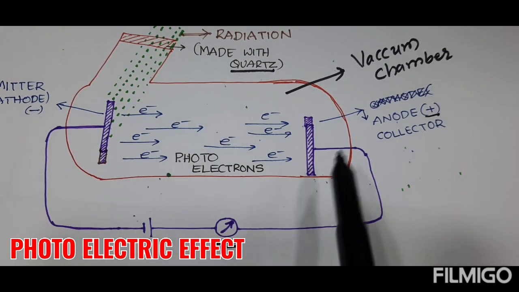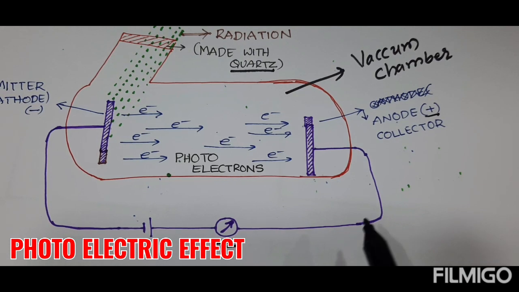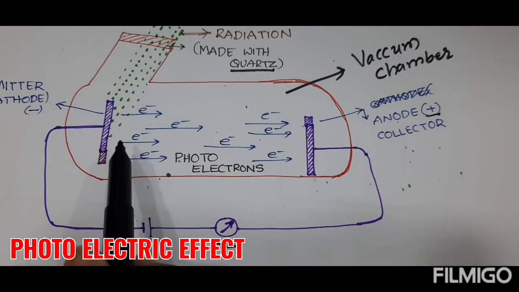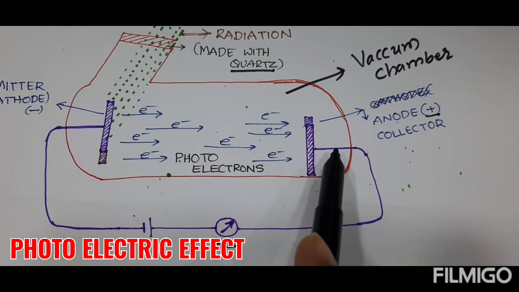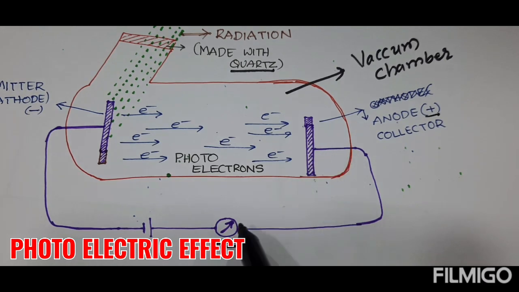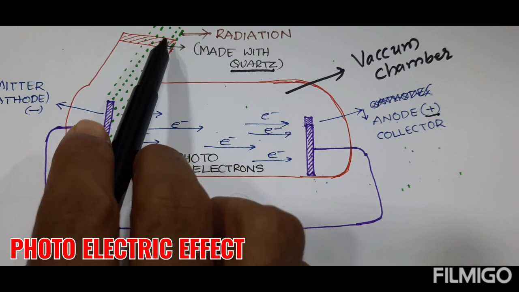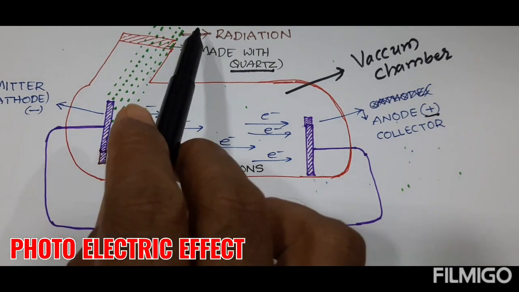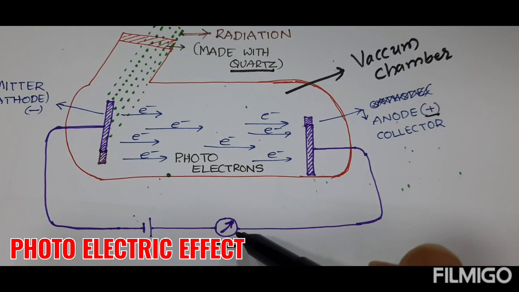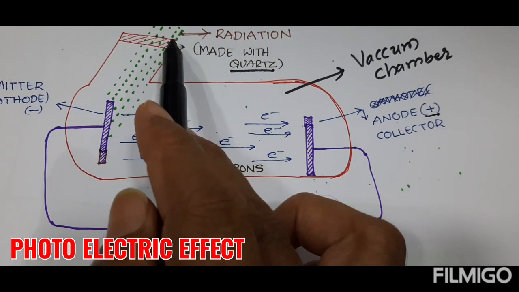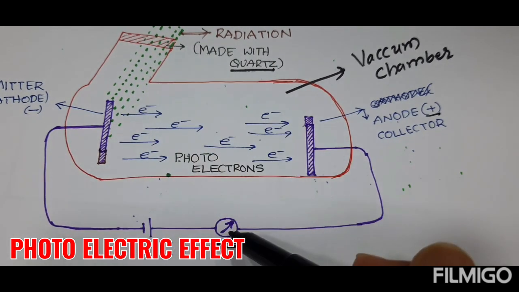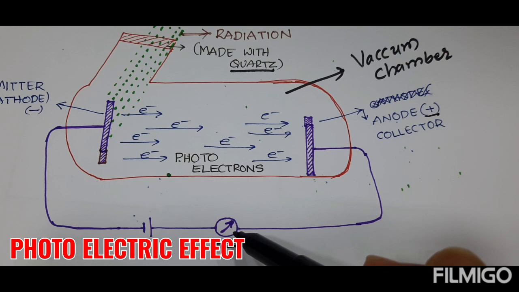That means electron flow indicates current flow. Of course, directions will be different. Whenever the electron is flowing from cathode to anode, current flow will be noticed by observing the deflections in the galvanometer. Whenever you stop the radiation falling on the cathode from the external source, the deflections in the galvanometer become 0. When again you allow the radiation, that means light, galvanometer deflections will be noticed.